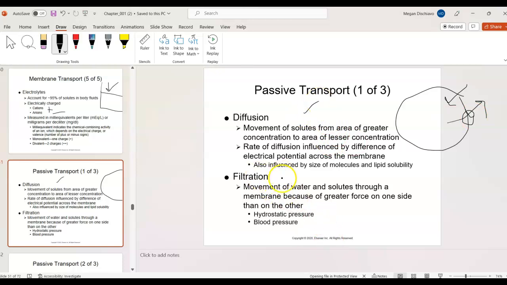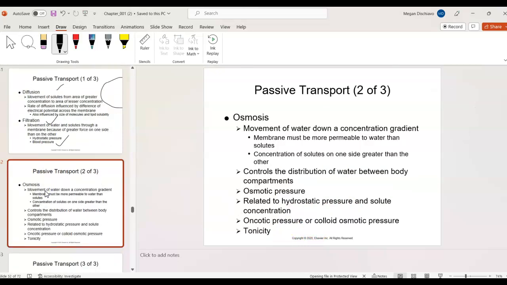Filtration is the movement of water and solutes through a membrane. We'll talk about this more when we get to perfusion, and I'm sure you're all aware of how important perfusion is. Right now we're going to focus on diffusion and osmosis. We'll talk about filtration more with perfusion as we move ahead. Osmosis is the movement of water down a concentration gradient.